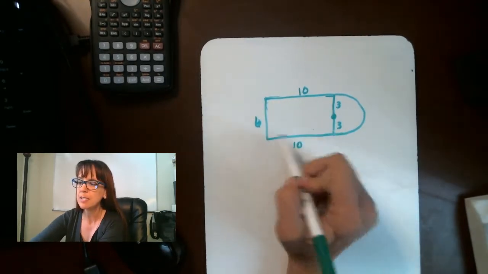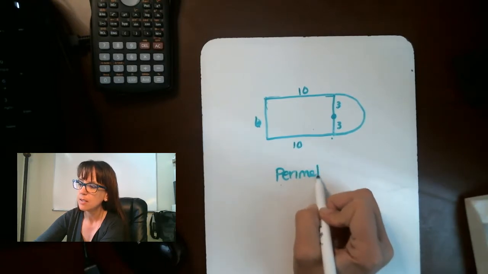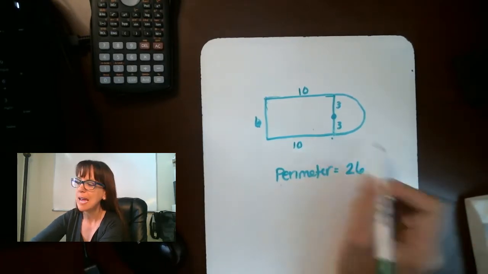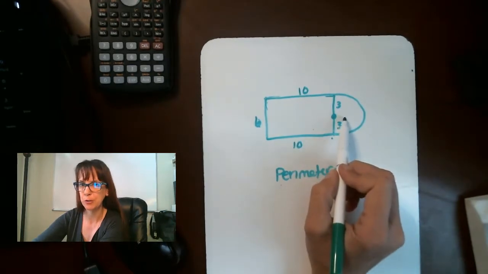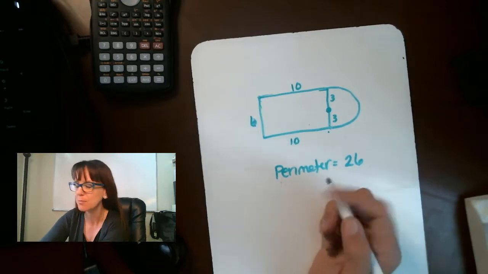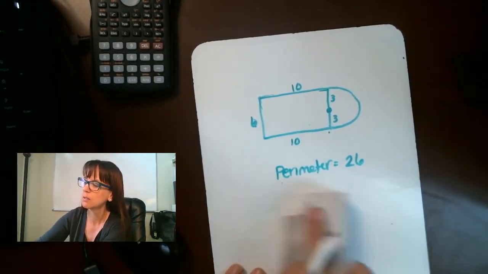So we have 10 plus 6 plus 10. That perimeter is going to give us 26, okay? Now we have to find the perimeter of the circle. And to find the perimeter of the circle, or the circumference, see, it should be a different word. The circumference, there we go.